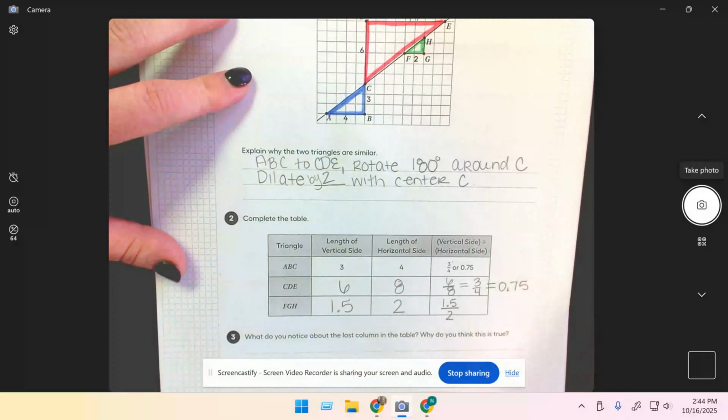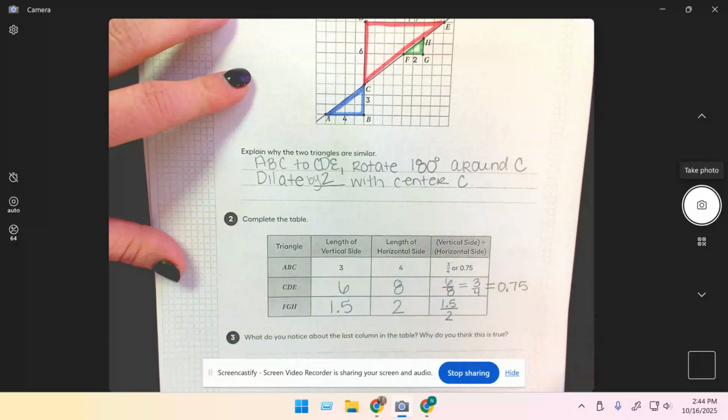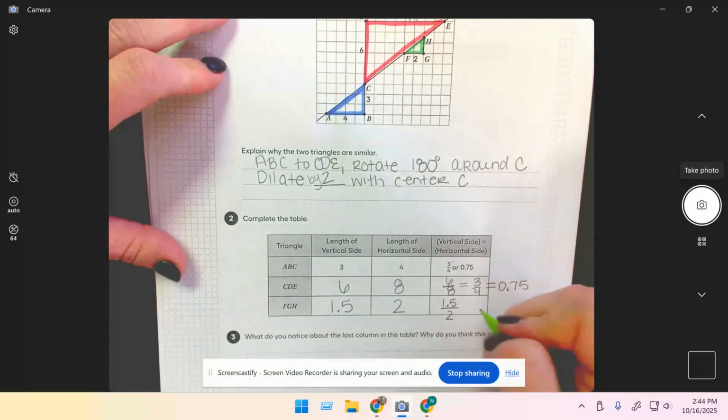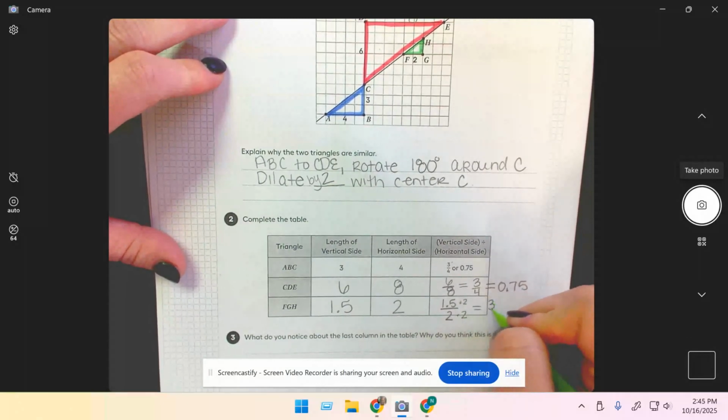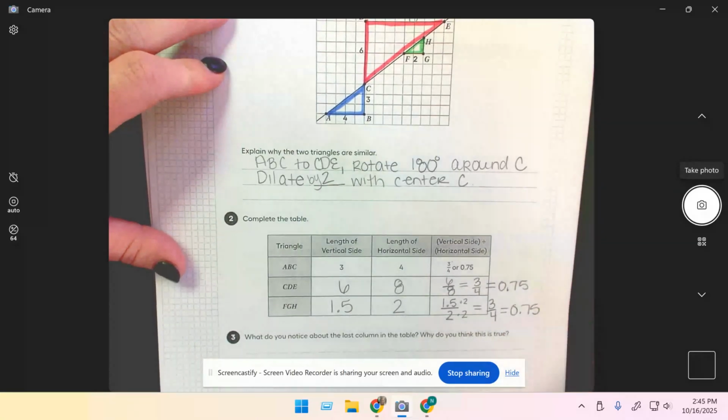Notice we have a 0.5. Think about what you can multiply that by to get a whole number. So hopefully we're thinking 2. So then you would get 3/4, which is also equal to 0.75.